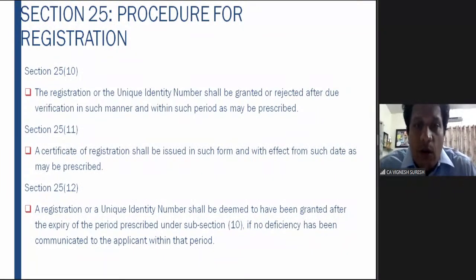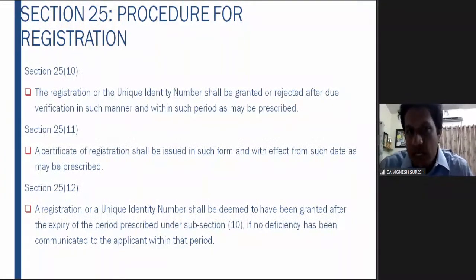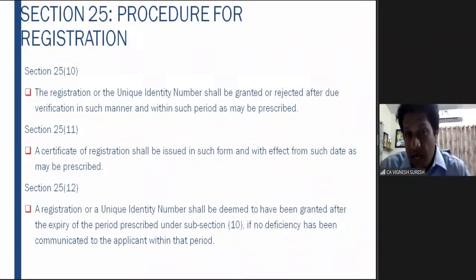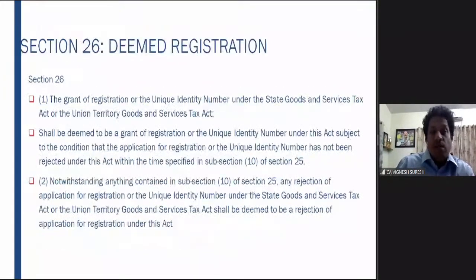So the proper officer always has a period within which he has to approve or reject the GST registration. Now, before the expiry of such period, if he does not take any action, if he just remains silent, then the concept of deemed approval is there, which is covered in 25 subsection 12. So registration is deemed to have been granted after the expiry of the period given in subsection 10. What the period is, which is 7 days or 3 days or 21 days as the case may be, we'll see when we discuss that. So if the officer does not take any action, then registration is deemed to have been granted. That is your 25 subsection 12.